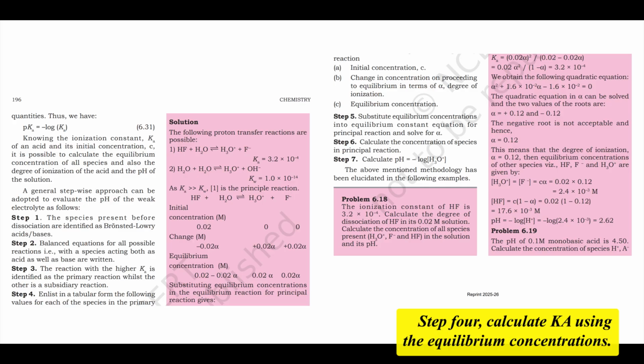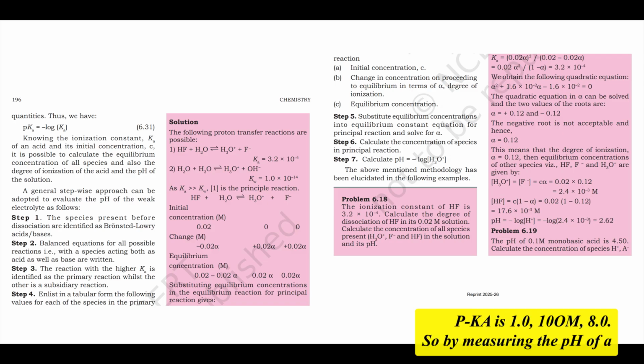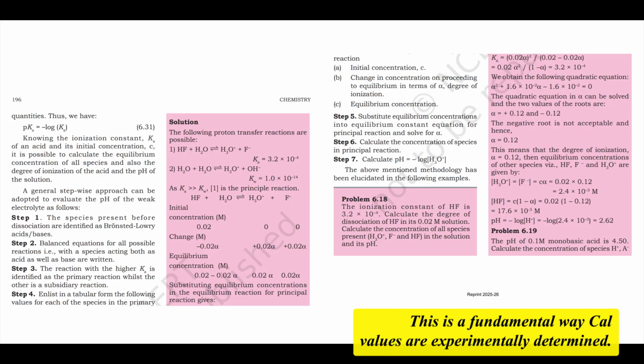Step 4. Calculate Ka using the equilibrium concentrations. Ka is (3.16 × 10^-5)² over 0.1, which is about 1.0 × 10^-8. Step 5. Calculate pKa, which is 8.0. So by measuring the pH of a solution with a known initial concentration, we can determine the ionization constant of the weak acid. This is a fundamental way Ka values are experimentally determined.